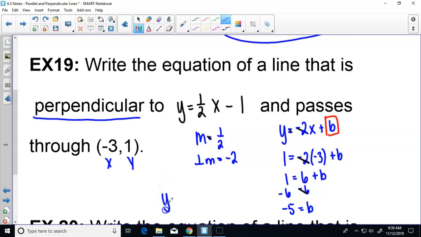What's the equation of the line? Perfect. Good job. Okay. Okay. Questions?